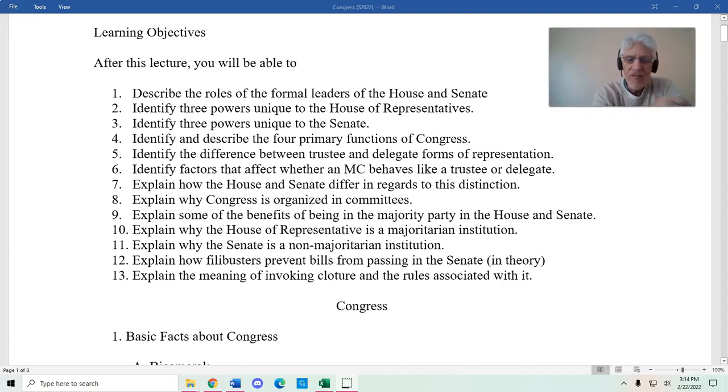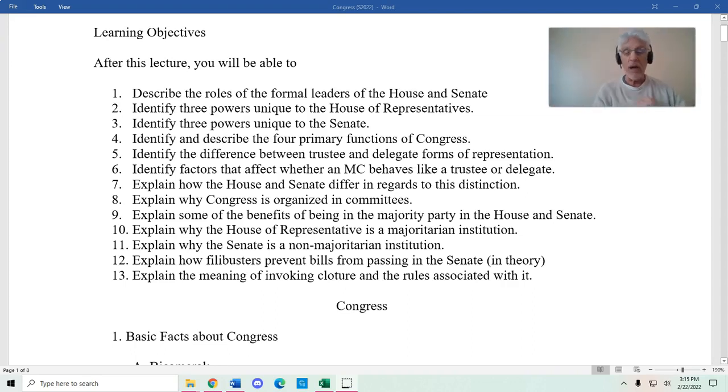You'll be able to identify and describe the 4 primary functions of Congress and identify the difference between trustee and delegate forms of representation. You'll also be able to identify the factors that affect whether a member of Congress is more likely to behave like a delegate or a trustee. And you'll explain how the House and Senate differ in regards to that distinction.